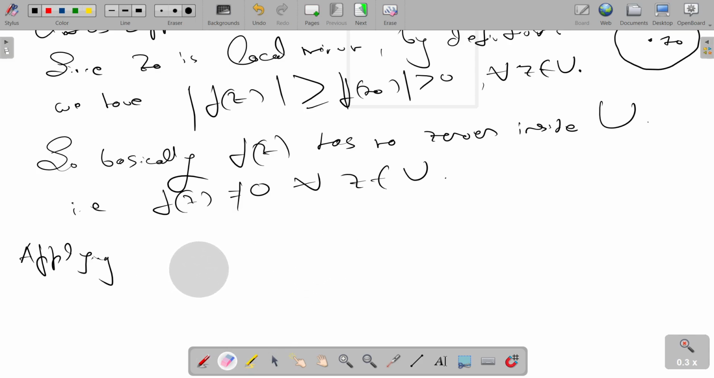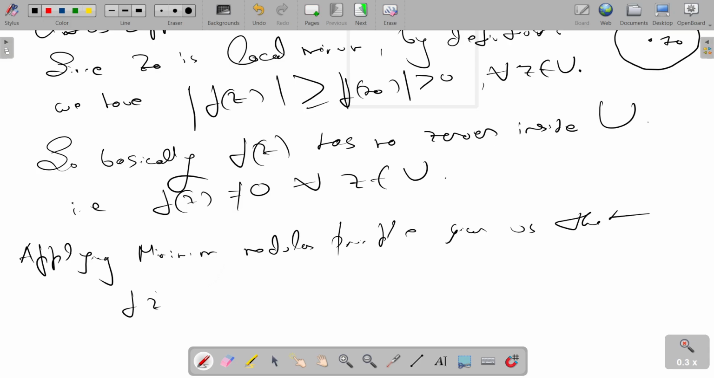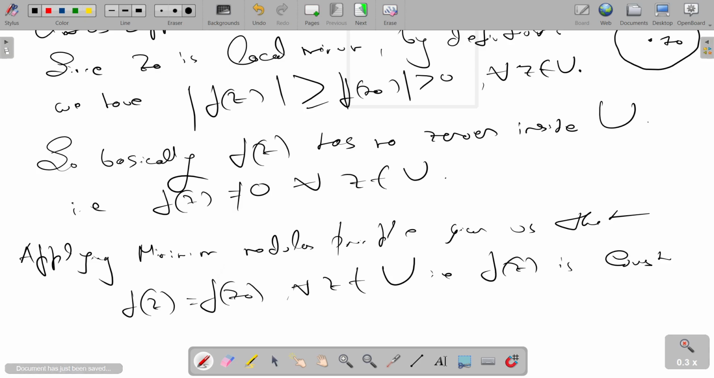Since f(z) is non-zero, and also given that f is entire, f is analytic on U, and it does not vanish inside U, we can apply the minimum modulus principle. Applying the minimum modulus principle gives us that f(z) is constant for all z belongs to U. That is, f(z) is constant.